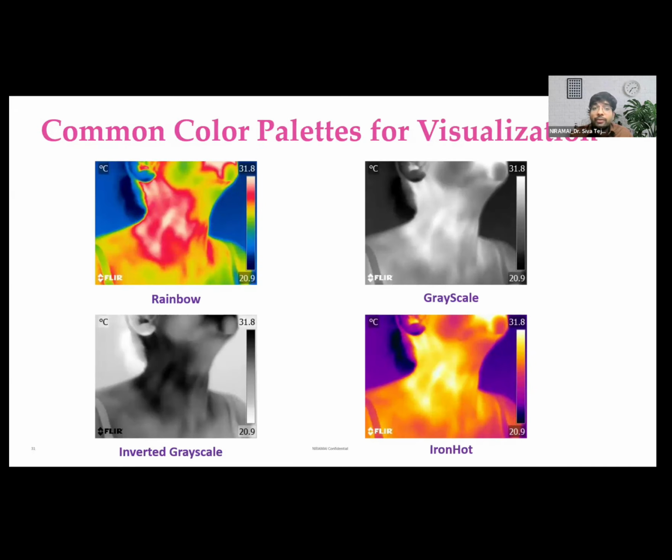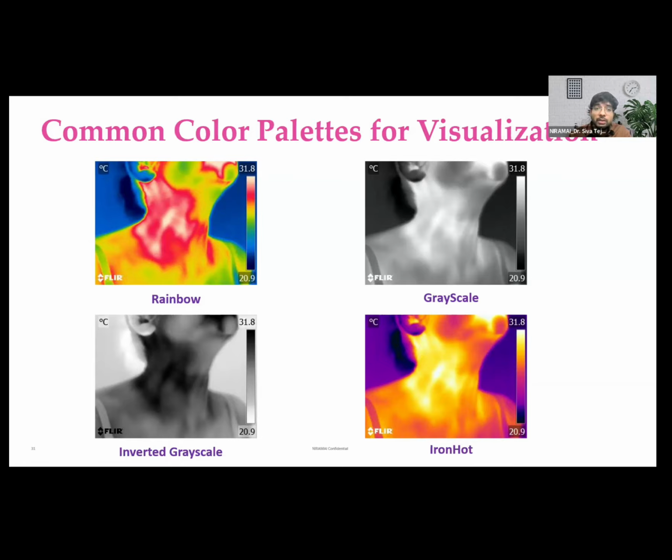Now, what the thermal camera is measuring are temperature values, right? These are like 21.3 degrees centigrade, 21.4 degrees centigrade, or if the sensitivity is 50 millikelvin, you will see multiple decimals. These are hard to visualize.